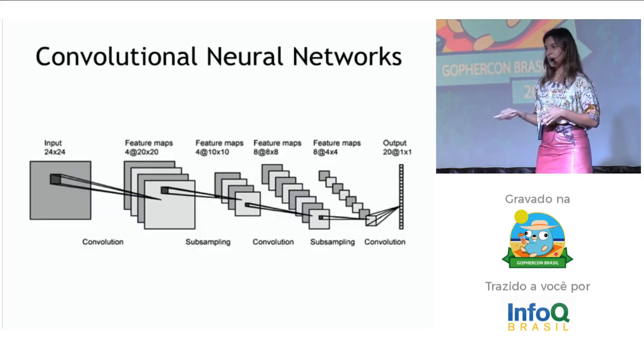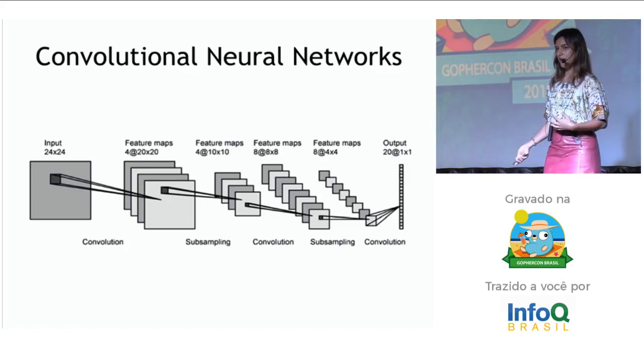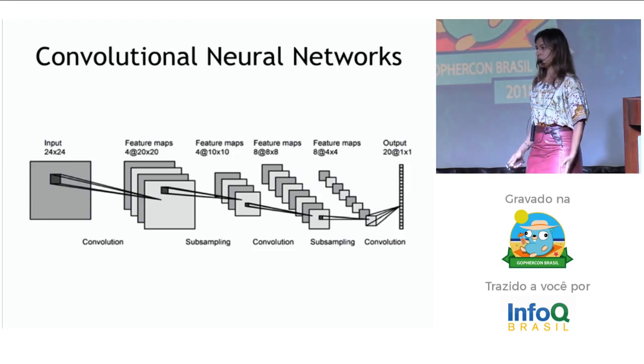So that's where CNNs come in, convolutional neural networks. And that is specifically what Tensorflow uses to generate their graph models. So this is a really great image for describing exactly what a convolutional neural network is.